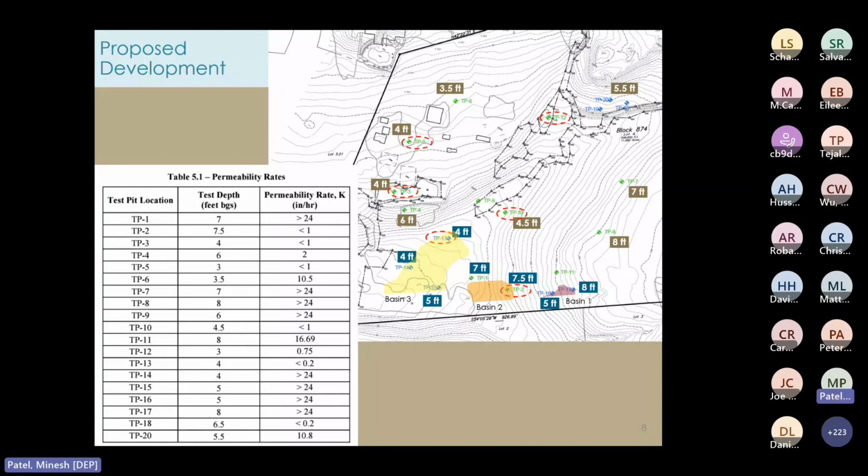Given the low permeabilities at the encircled test pits, we'll have a problem with the ability of the orange and yellow shaded basins to drain properly, and we'll add this to our review letter. Next, let's look at information found in the stormwater report, which states that the 3 basins are designed as small-scale infiltration basins, but we have to check if they actually are.